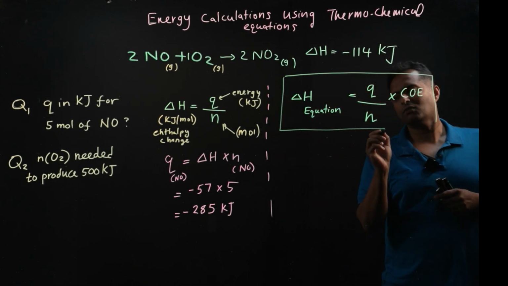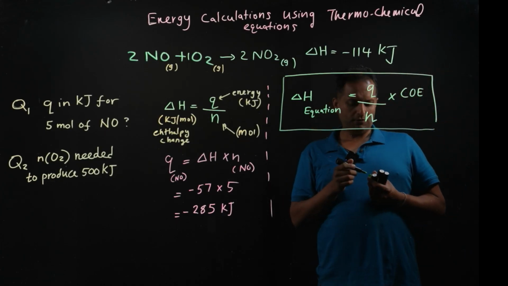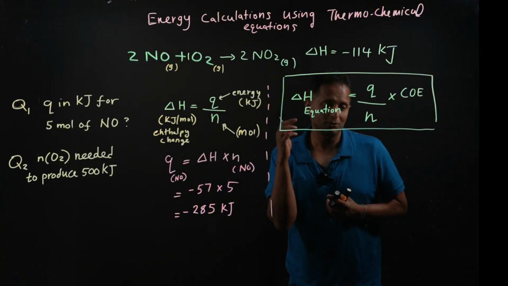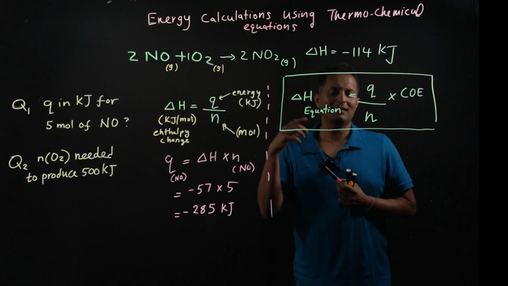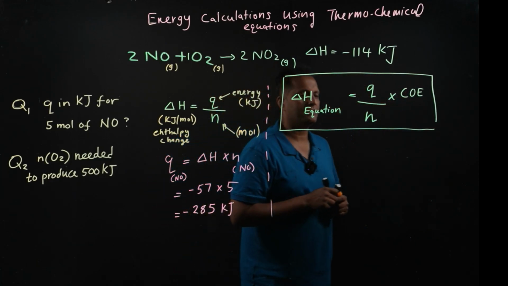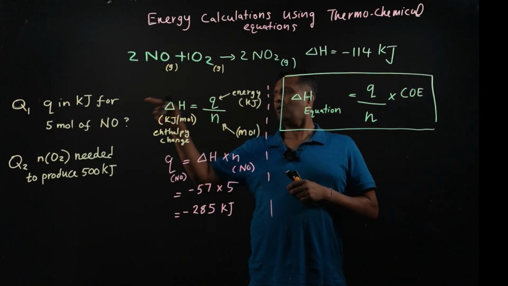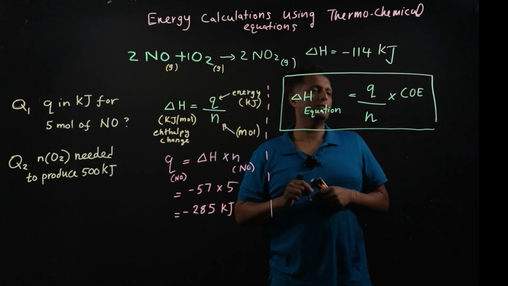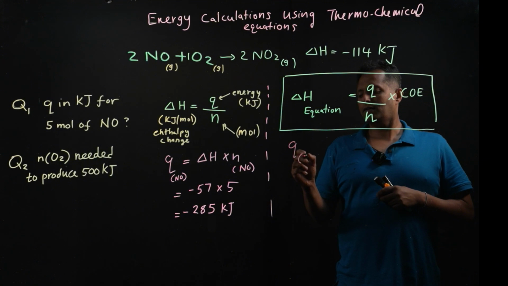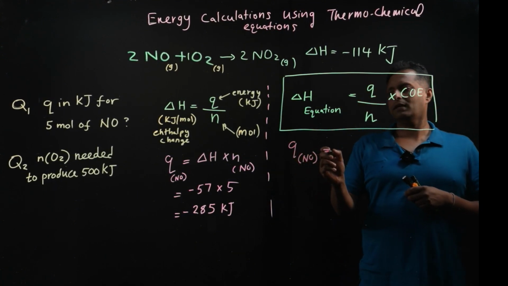So we are going to use this version of the formula, and we are going to get the answers correct. We are not going to make any mistake. Okay, let's go back to that question. Question 1: Q in kilojoules for 5 moles of NO. Now look what I do.